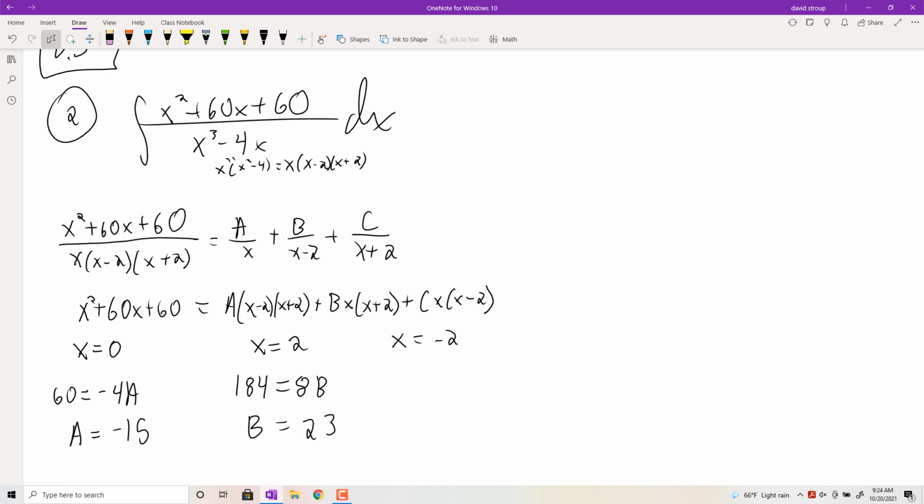And then let x equal negative 2. So here on the left, you get 4 minus 120 plus 60 is negative 56. On the right, the first two terms now will be 0, and the third term, c times negative 2 times negative 4, is 8c. Divide by 8 on both sides, you get negative 7.